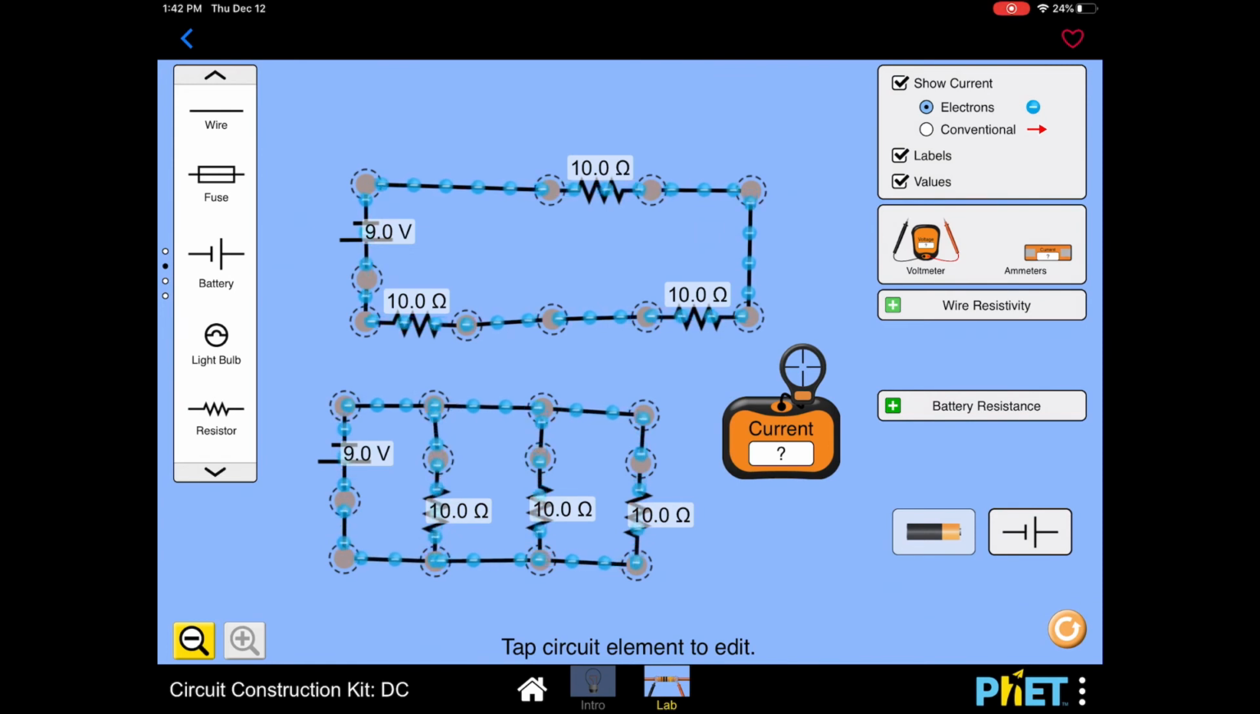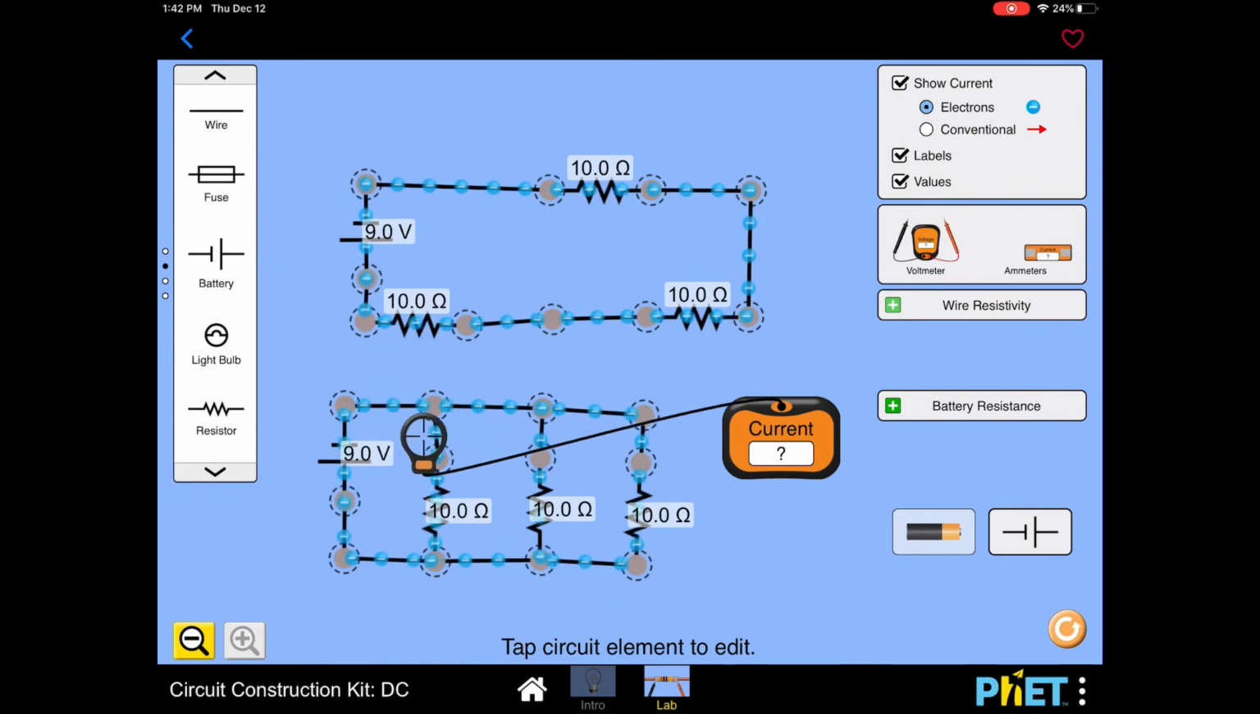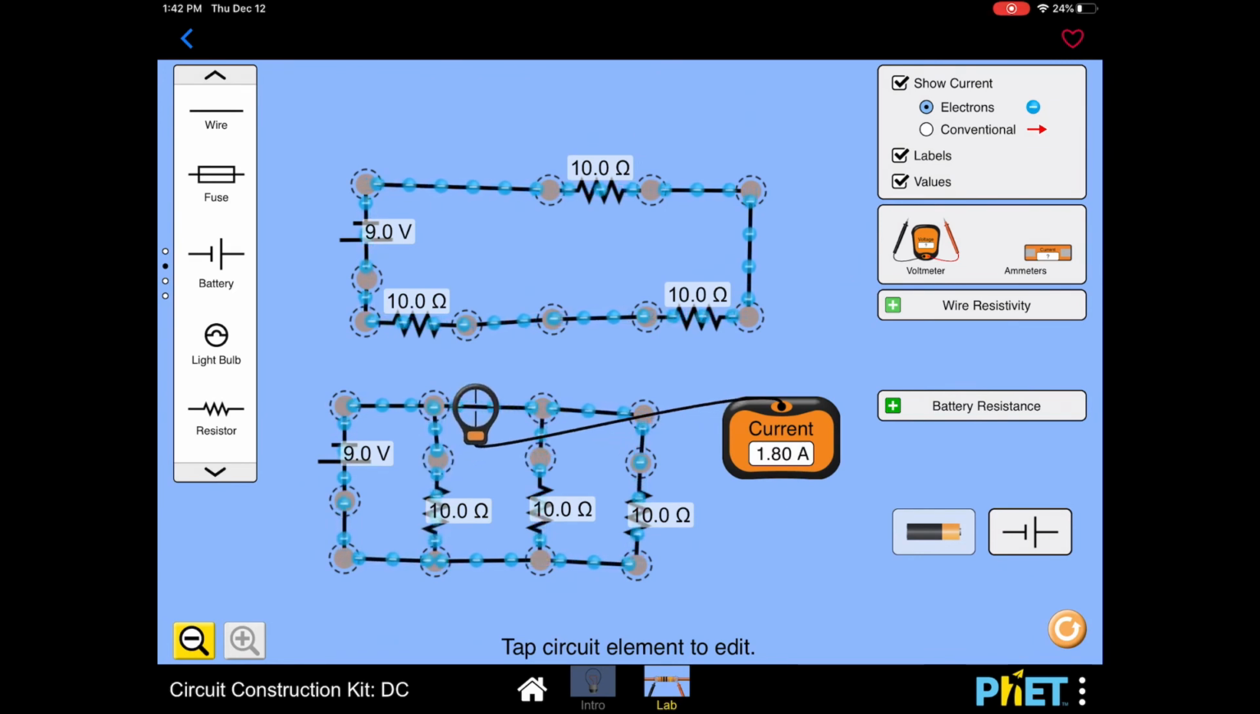How about now for a parallel circuit? For a parallel circuit, you can see that there's definitely a reduction in the flow from here to here. And let's use Kirchhoff's law to see if the total current going into a junction equals the total current coming out. So we've got a total current of 2.7. That means the two outgoing currents must equal 2.7. We have 0.9 and 1.8. So that is true.